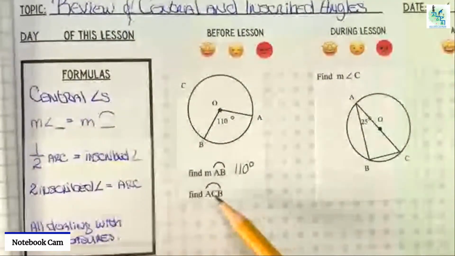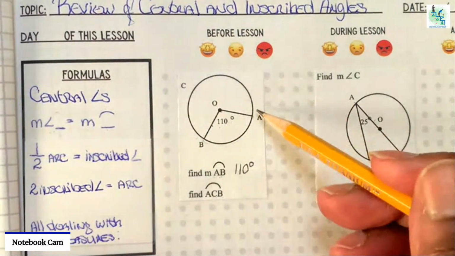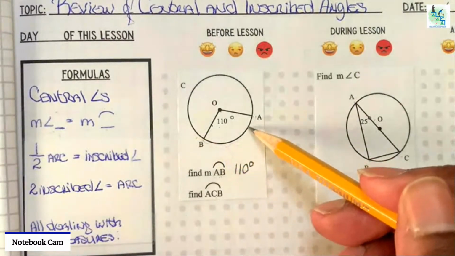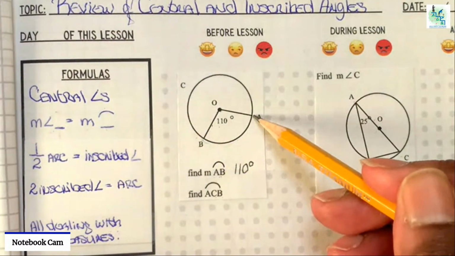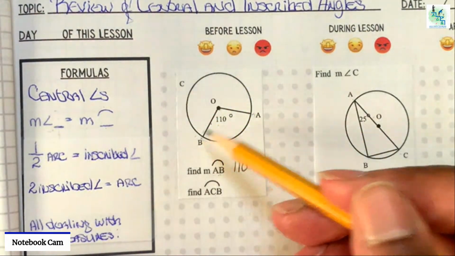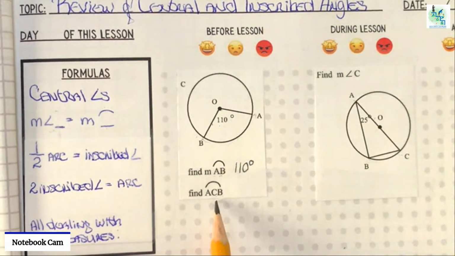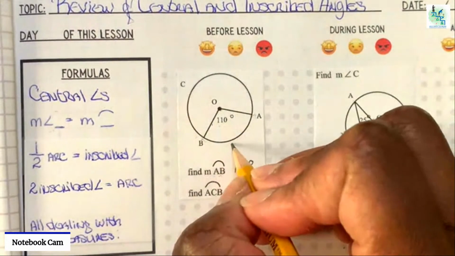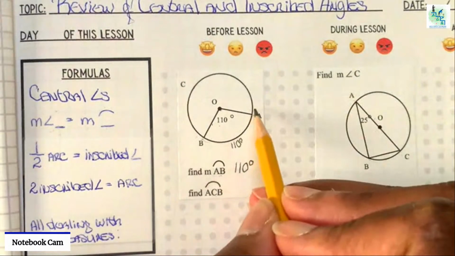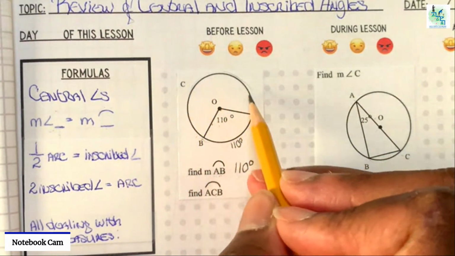But now they're asking us to find the arc of ACB. So if I'm starting at A, I need to get to C. So this way is not the way to go. I need to go to A, then the next letter I should hit is C, then B. So when they give us three letters, we're looking at a major arc. So if we know that this arc here is 110 degrees, we need to figure out what the measure of this major arc ACB is.